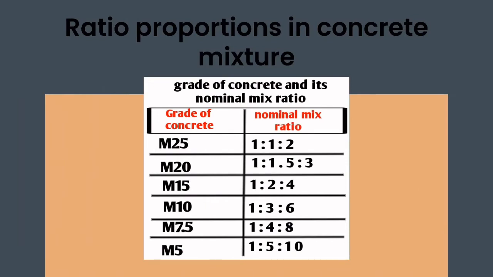Ratio proportion in concrete mixture. Grade of concrete and the normal mix ratio: M25 is 1:1:2, M20 is 1:1.5:3, M15 is 1:2:4, M10 is 1:3:6, M7.5 is 1:4:8, and last, M5 is 1:5:10.